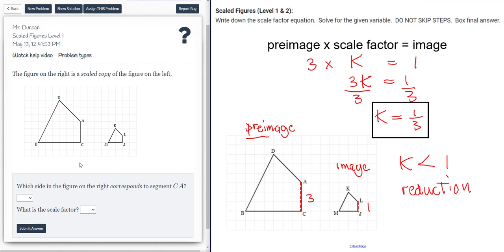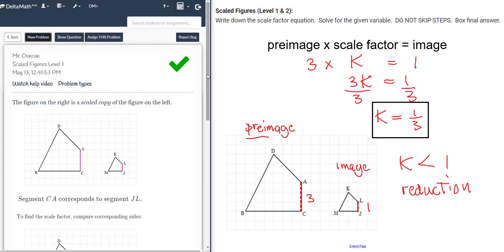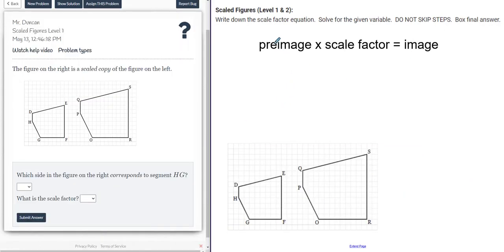So there we go. Which side of the figure corresponds? Now just the vocab, correspond means same relative position. So we want something that corresponds to CA, and that's actually the one we found. That's this segment here on the right, which means that it's going to be LJ or JL. So there's JL, and we said the scale factor, we calculated it to be 1/3. We're good to go. Let's see, we did a reduction. Let's find an enlargement.